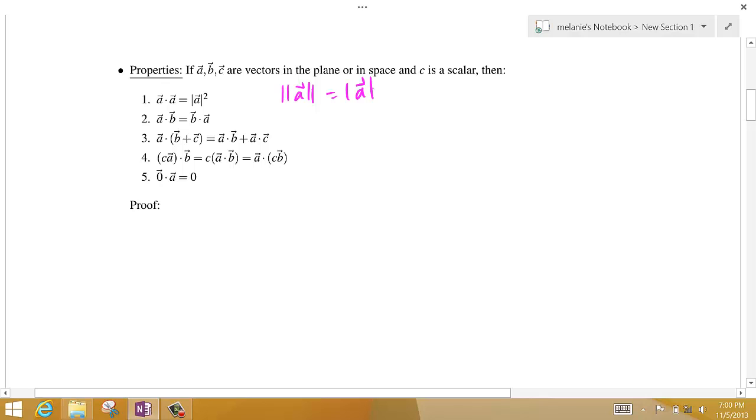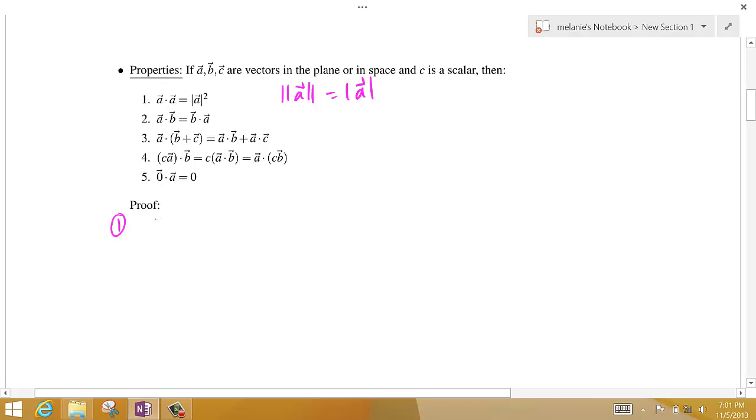And if I do A dot B, that's the same as B dot A. So this property of dot products is commutative. And then A dotted with the sum of B plus C is the same as A dot B plus A dot C. That's the distributive property. And this property here is the associative property. If I have c times A, so I have a scalar multiple of A, and I dot that with B, I could also do this as c times the dot product of A and B, or A dotted with cB. And 5 says the 0 vector dotted with A is 0. Notice there's no vector here. These are all scalars.